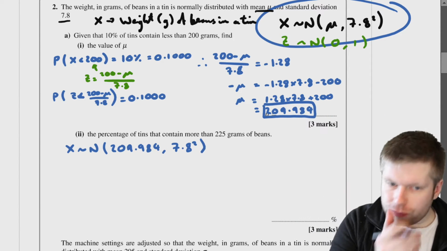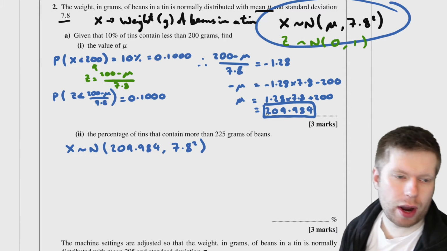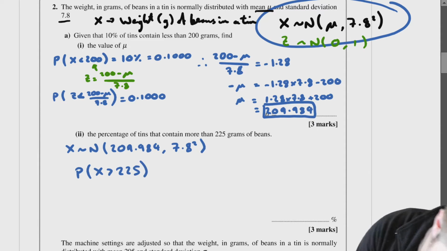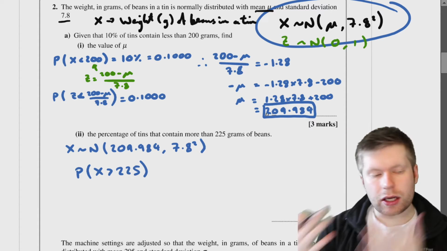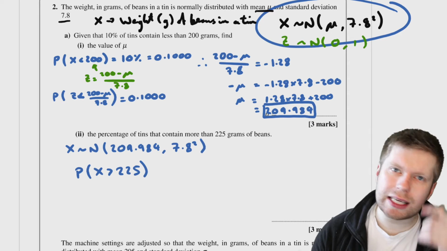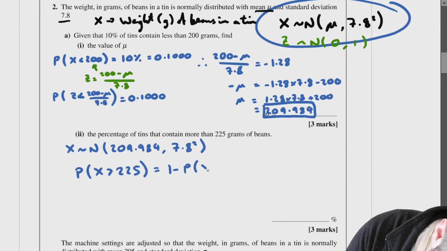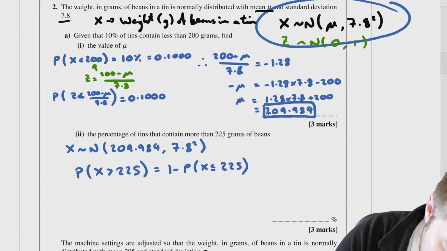And I've been asked to find the percentage of tins that contain more than 225 grams of beans. So in other words, I'm finding the probability that x has a value greater than 225. Well, this is a fairly standard question, okay? First of all, I'm going to use my table, so I know I need to be using a less than probability, okay? So in other words, this is going to be 1 minus the probability that x is less than or equal to 225. So my next task is to actually standardize this so I can use my tables.